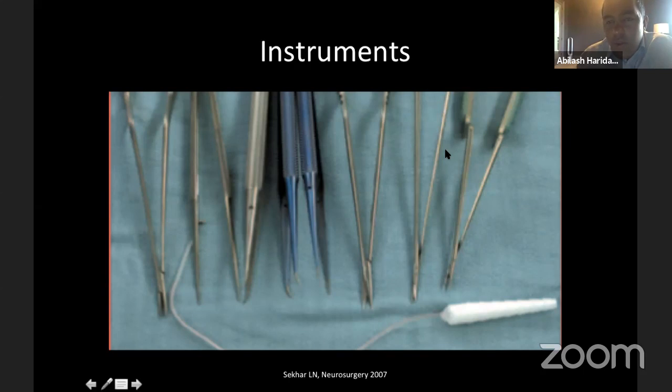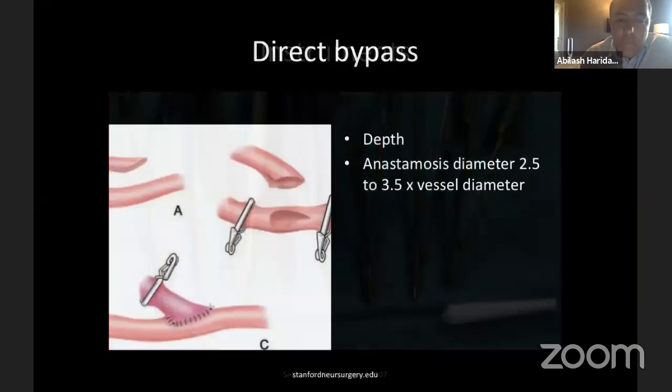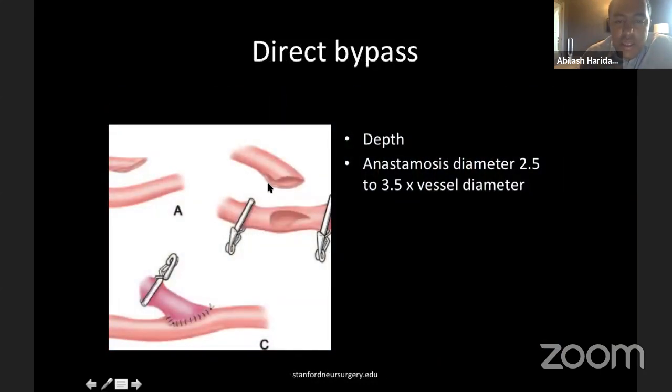But for moya, you're mostly working on the surface. You don't need long instruments. So have short instruments. That's what I prefer. I think the closer you are to the field, the more stability you have in your hand. When you make your anastomosis cut, and you'll see this in the upcoming video, you want to make it at a 60-degree angle and have it about 3.5 times the width of the vessel that you're anastomosing to.